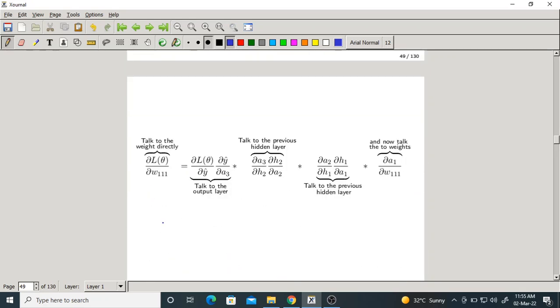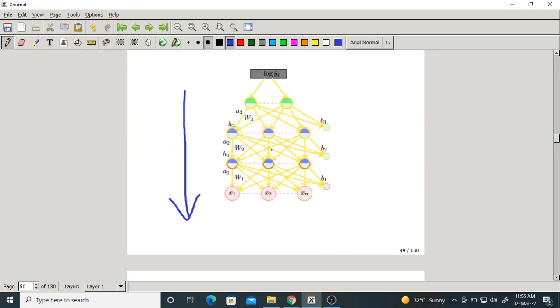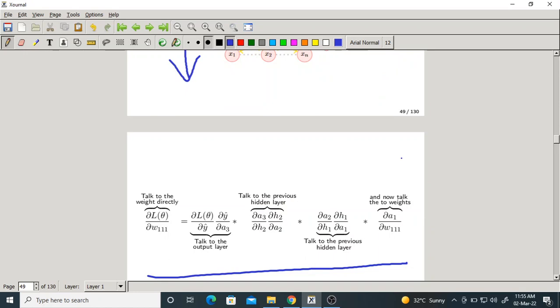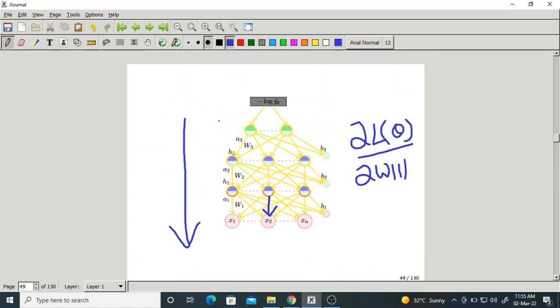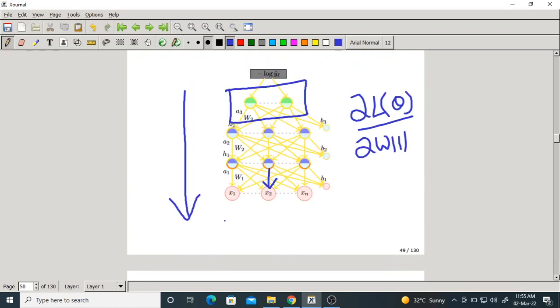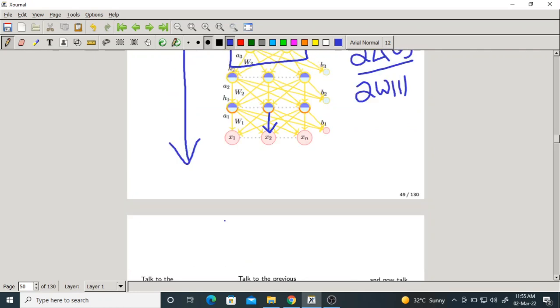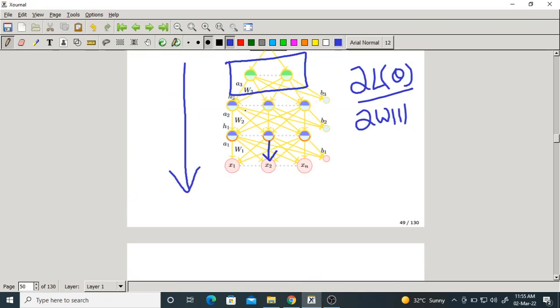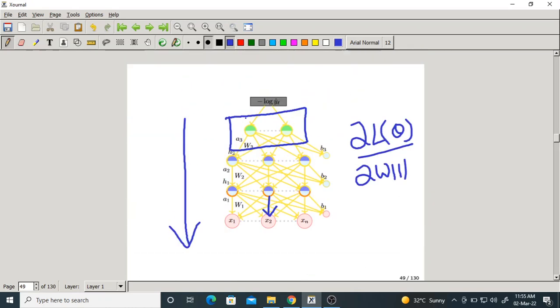Now, this is the simple thing. First, talk to the weight directly. I want to find the contribution of this weight in the loss, which means dou L theta by dou W111, let us take. First, we ask the output layer, which means dou L theta by dou y cap and dou y cap by dou A3. If everything is fine, we go to the hidden layer. What is the hidden layer? Dou A3 by dou H2 by dou A2.